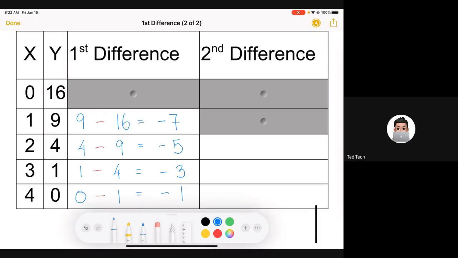In this question, you're going to notice that my first difference is not constant. It's not the same number. In fact, I have a whole bunch of negative numbers. So what I need to do now is go and do the second difference. When I do the second difference, it's the same rule. I take the number in that line, in this case -5.